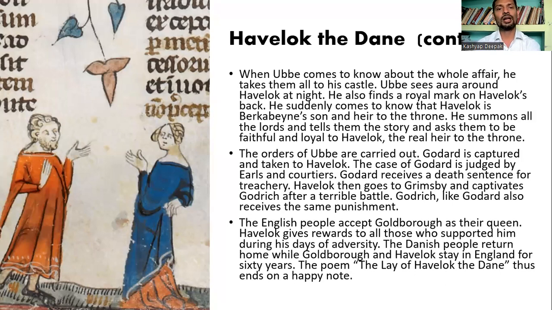Ubbe sees an aura around Havelok at night. He also finds a royal mark on Havelok's back. He suddenly comes to know that Havelok is Birkabeyn's son and heir to the throne. He summons all the lords and tells them the story and asks them to be faithful and loyal to Havelok, the real heir to the throne.